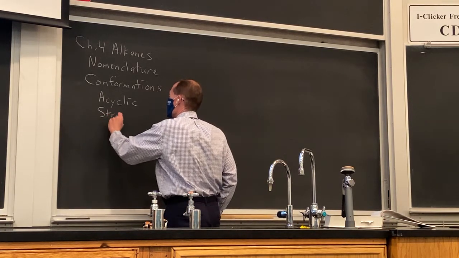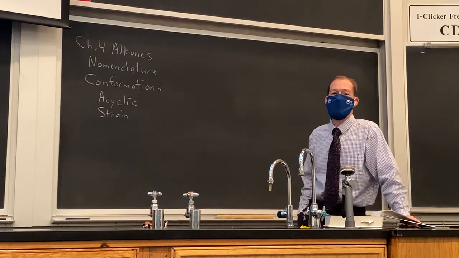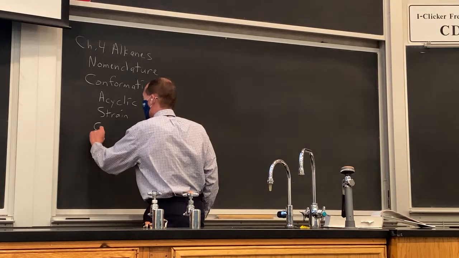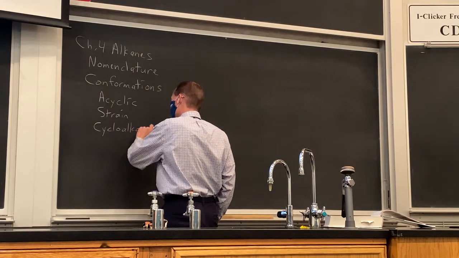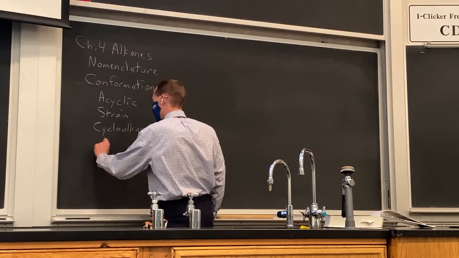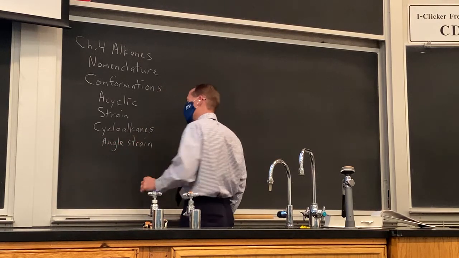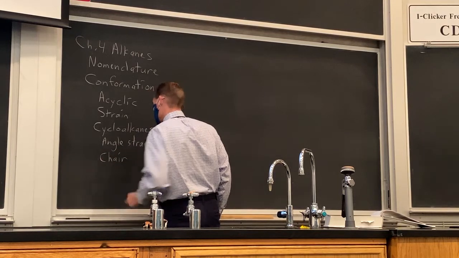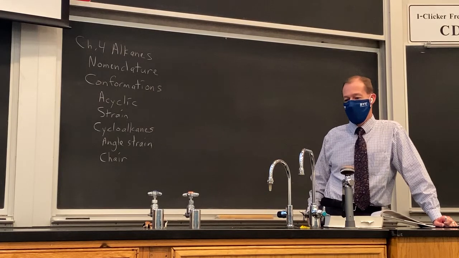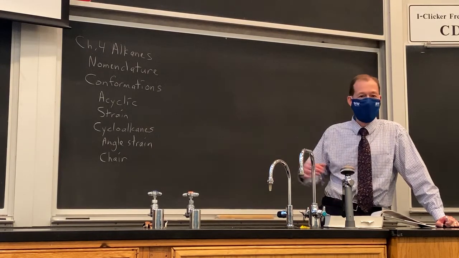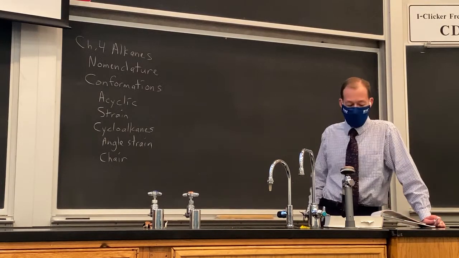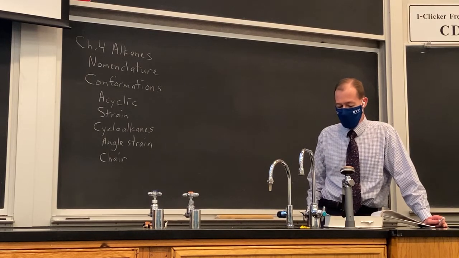We talked about strain. So we have different types of strain. We talked about torsional strain and steric strain when we were talking about our acyclic molecules. And then we had our cycloalkanes. And with our cycloalkanes, we introduced the concept of angle strain. And then we introduced a lot of concepts that go along with the chair conformation of cyclohexane. The ring flipping process, you should be familiar with that. Determining the most stable conformation of a molecule, comparing two different chair conformations and determining which one is more stable. These are all skills that you need to be proficient with in terms of the Chapter 4 material.